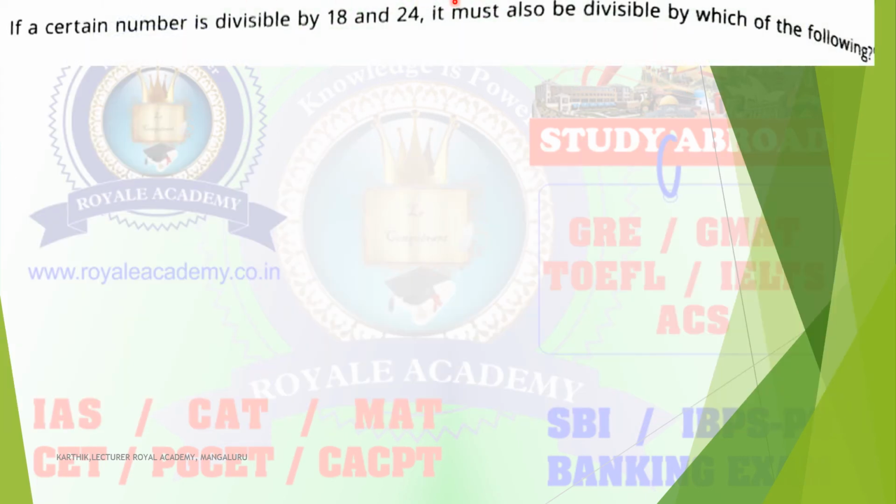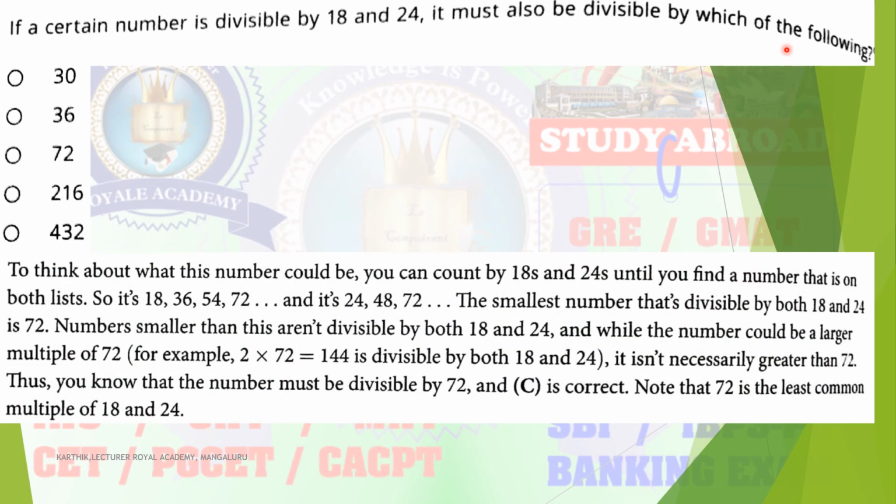Next question: if a certain number is divisible by 18 and 24, it must also be divisible by which of the following? So you have to determine it. Better to take the common multiples, then you can easily determine the value. 18 multiples are 18, 36, 54, 72. So what is the question? It must also be divisible by which of the following? One number that must be divisible by both values. Which number do you have to determine?